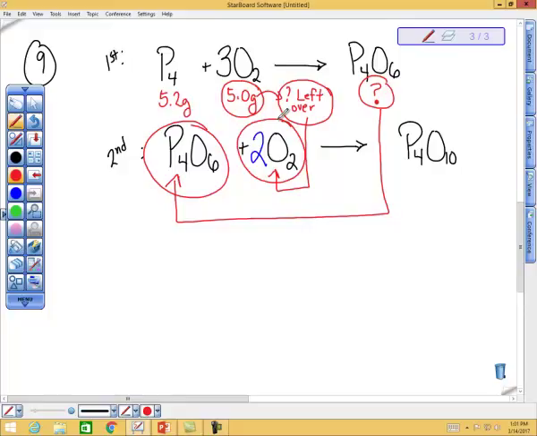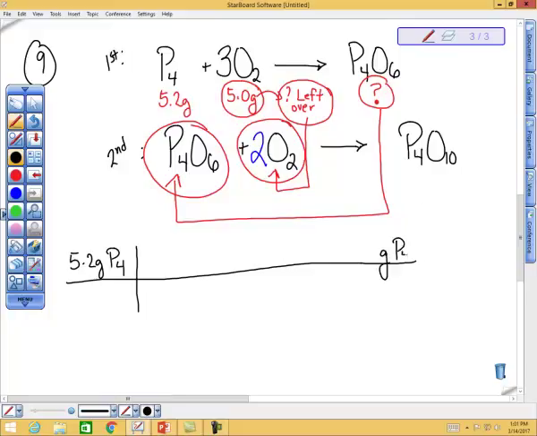Alright guys, does that logically make sense to you? Brain check. Did that compute? Alright. So what we're going to do is first start by taking the 5.2 grams of your P4. And what am I going to take this to? What do you want me to end with? Yeah, the P4O6. So I'm going to end on grams P4O6.